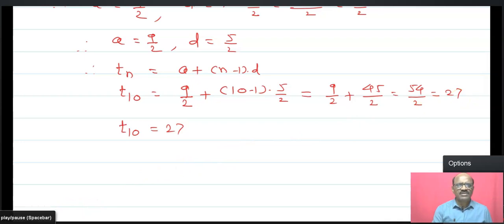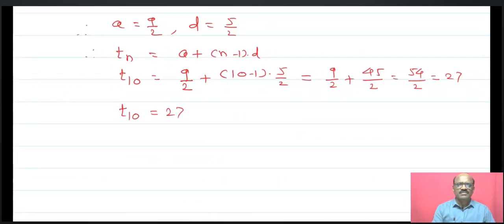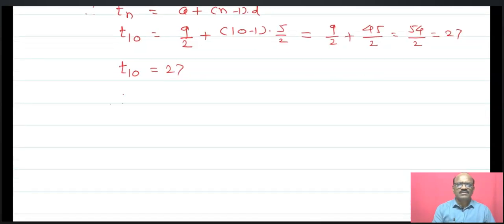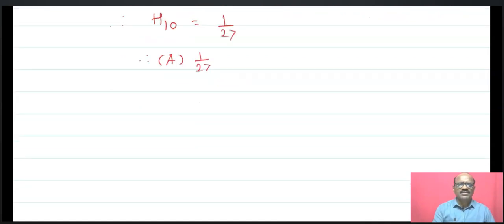Then in terms of HP, the 10th term is 1 upon 27. Therefore, here H10 is equal to 1 upon 27, and here option A is the correct one, which is 1 upon 27.